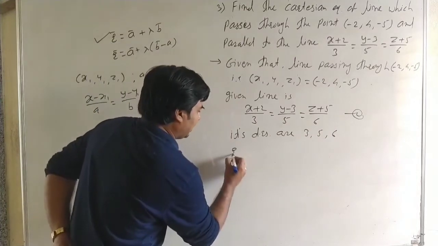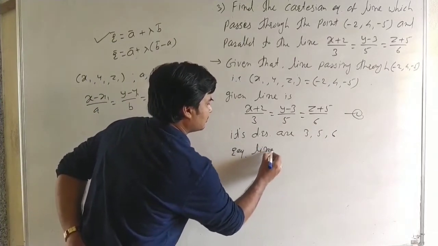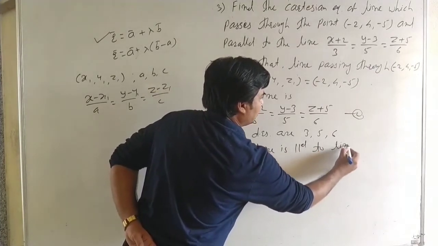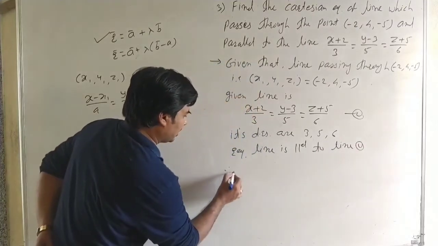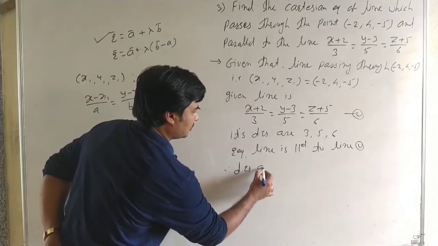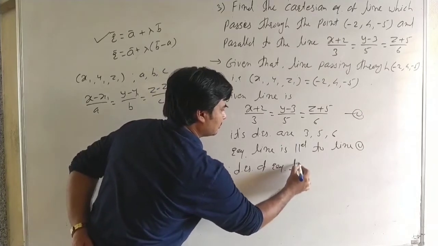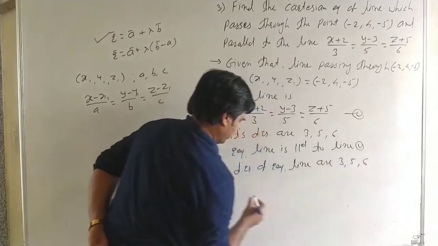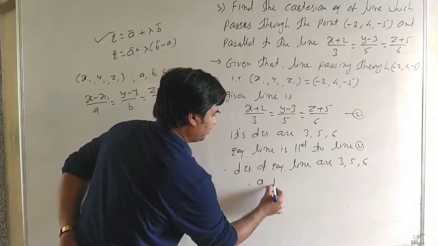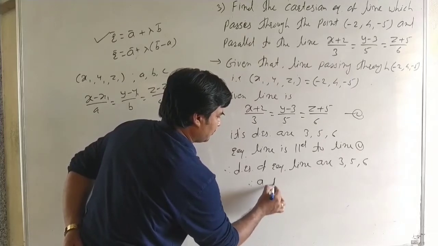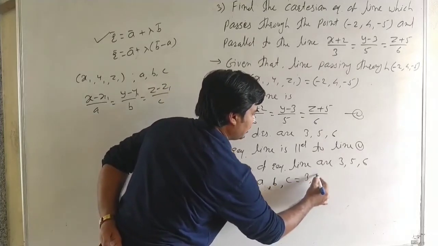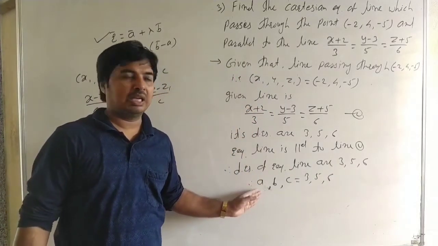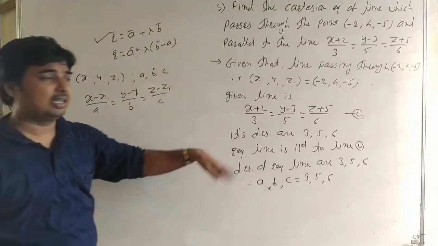Here the required line is parallel to the given line, that is line number 1. Therefore the direction ratios of the required line are 3, 5 and 6, and therefore we can write a, b and c as 3, 5 and 6. Now we know the passing through point and direction ratios of the line, so we can directly write the equation of the line.